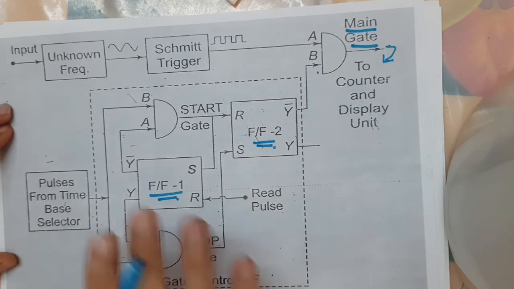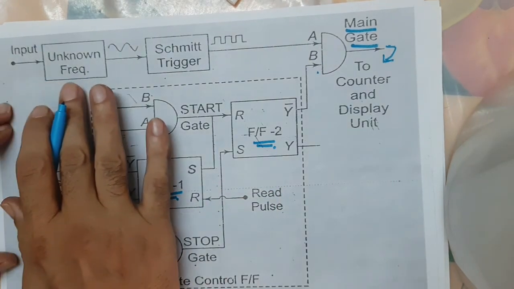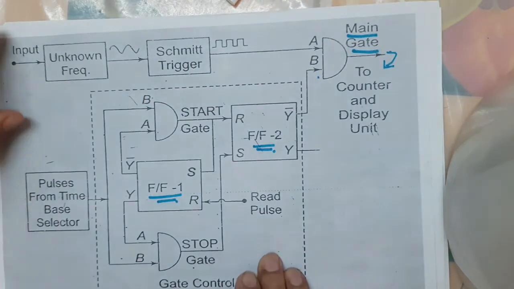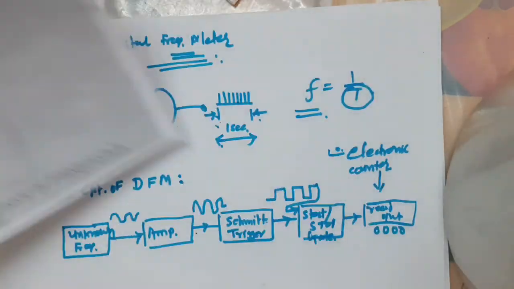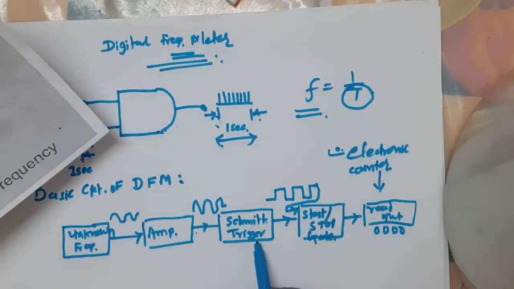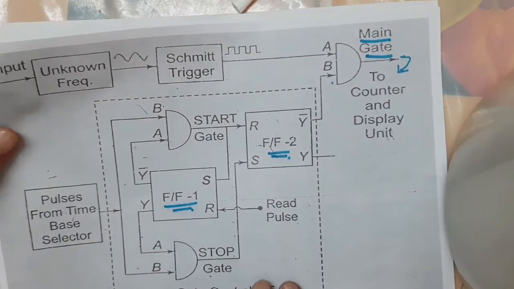So here we are using the same thing: unknown frequency, Schmitt trigger, main gate. Same way we are using unknown frequency, Schmitt trigger, and start and stop gate. Start and stop gate, that means our main gate.